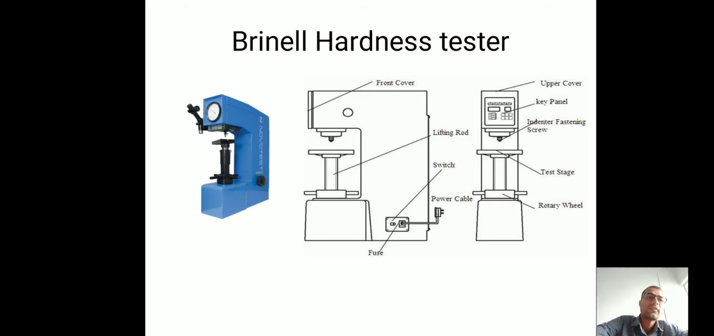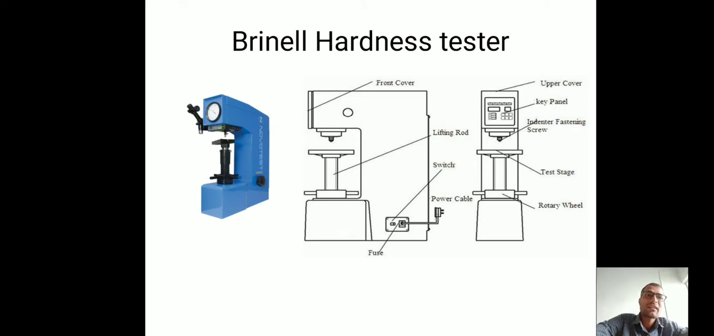In front of us, 3 pictures are there. Picture number 1 shows the 3D view of this Brinell hardness tester. Picture numbers 2 and 3 are 2D sketches in which we can observe the different parts of this Brinell hardness tester.